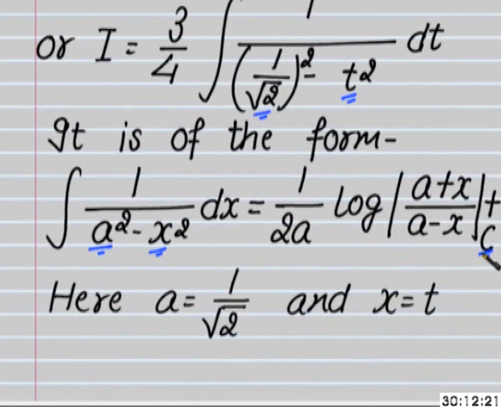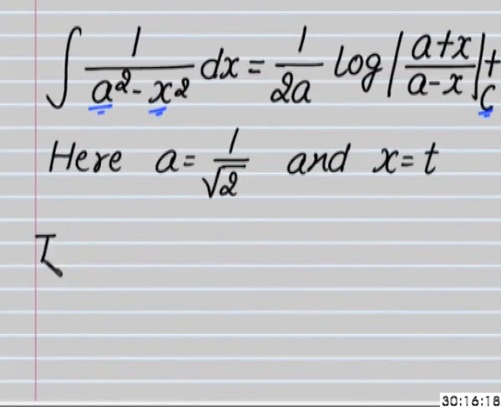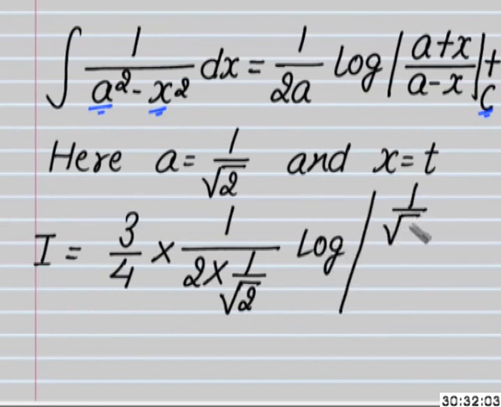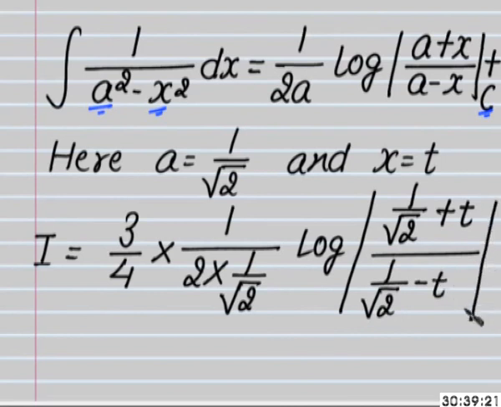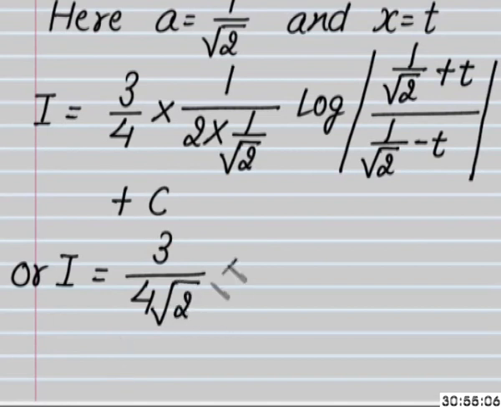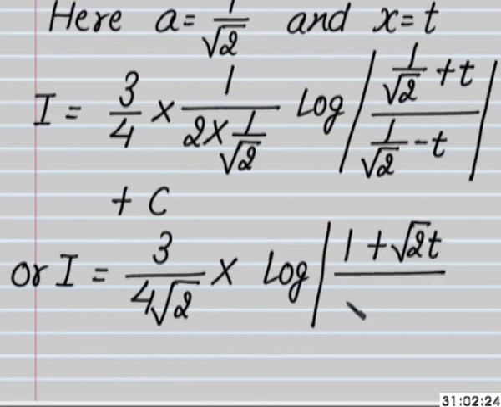Now using this standard integral, we get I is equal to 3 upon 4 into 1 upon 2 into 1 upon square root 2 into log of mod of (1 upon square root 2 plus t) upon (1 upon square root 2 minus t) plus c, where c is the constant of integration, or I is equal to 3 upon 4 into square root 2 into log of mod (1 plus square root 2 into t) upon (1 minus square root 2 into t) plus c.